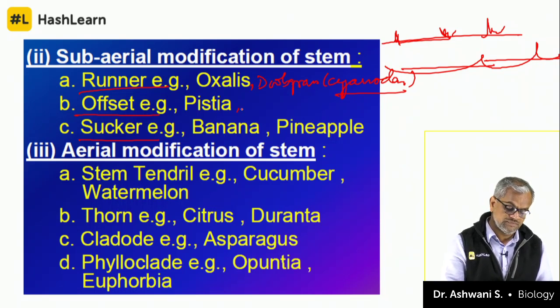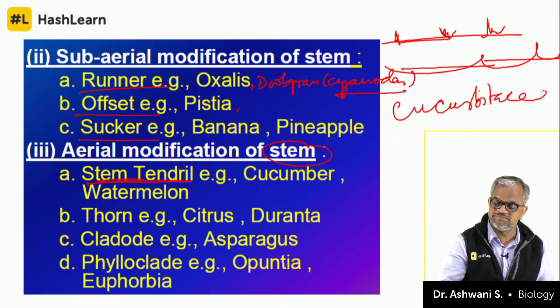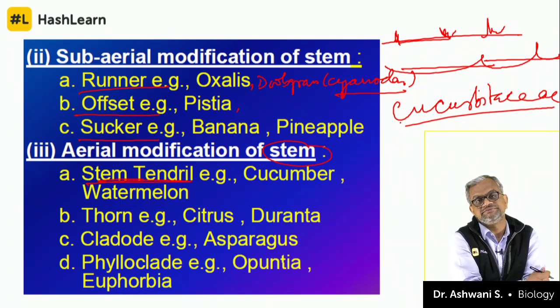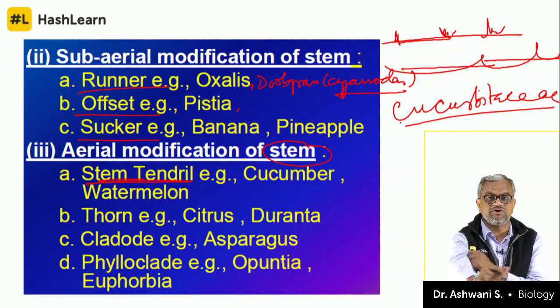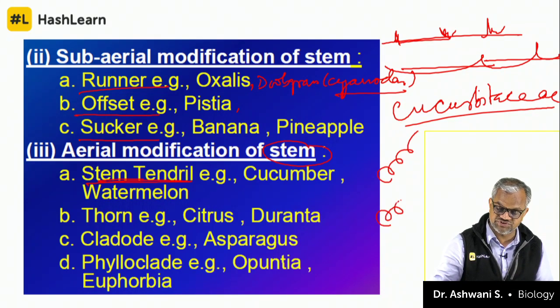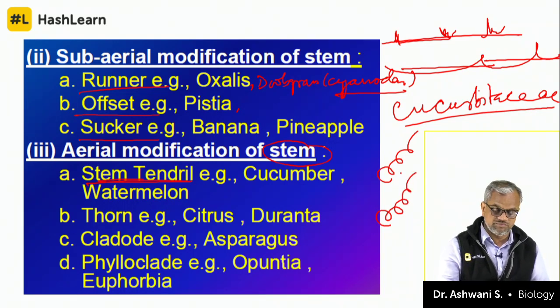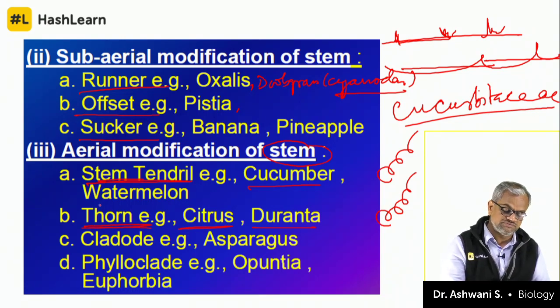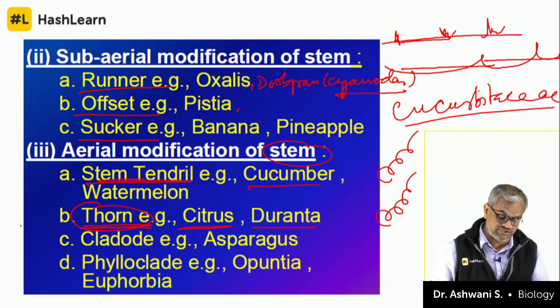Pistia, lamina. Aerial modifications, very important. Stem tendrils. When a stem is modified into a tendril, you might have seen it in most of the Cucurbitaceae members, or in very simple language, all those vegetables which people don't eat: gourd, bitter gourd, ridge gourd, ash gourd, bottle gourd, in sambar and all which you keep outside, beans. You will see these structures, these are called tendrils. Watermelon, cucumber, they are stem tendrils. All the citrus fruits, to prevent pathogens, have thorns. Thorns are again modified stem.